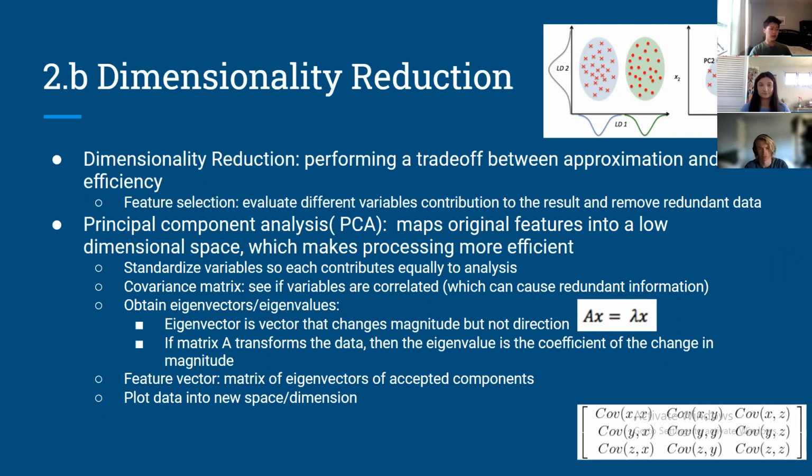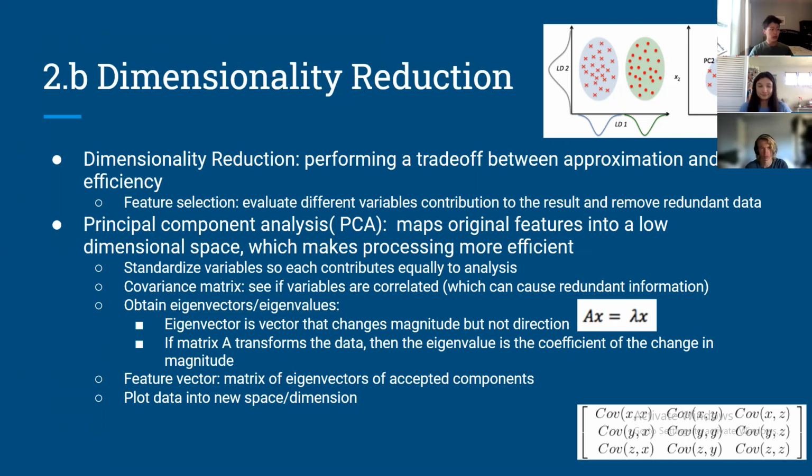So what PCA does is that it tends to map original features into a lower dimensional space and gets rid of redundant data, which makes processing the data much more efficient. So there's many steps in PCA. The first step is standardizing variables so that each of them contribute to the signal equally.